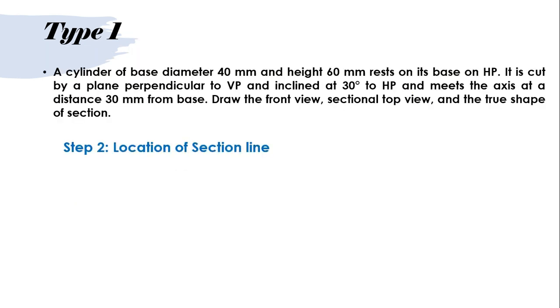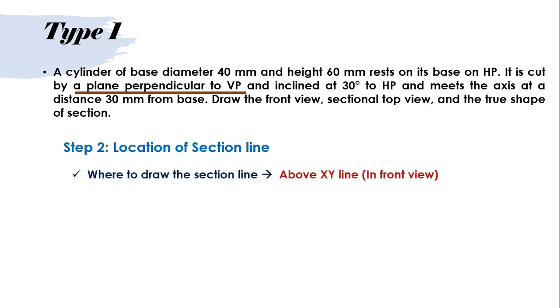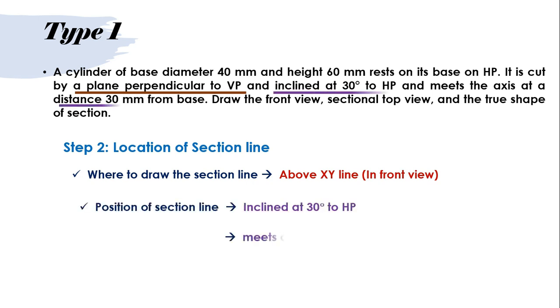The next step is step 2. You have to locate the section line. For this, the first thing is where to draw the section line, whether in the front view or in the top view. Here it says that the plane is perpendicular to VP, which means I have to draw the section line above the XY line, that is, in the front view.